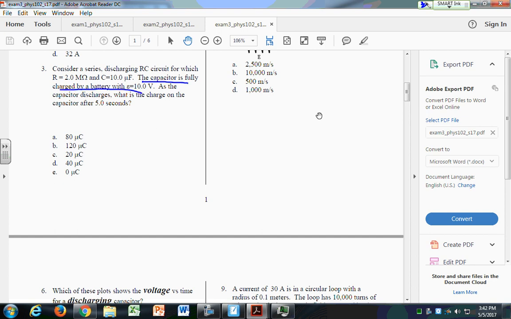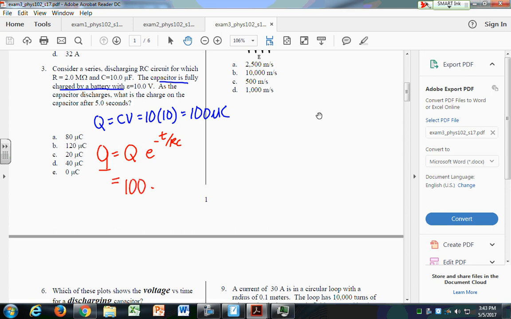It's fully charged by a battery with a voltage of 10 volts. That means I start out with a charge equal to C times V, which is 10 times 10, or 100 microcoulombs. E is just another word for my voltage. And I want to know what charge it is after 5 seconds. So to discharge, Q is equal to Q times e to the minus t over RC. That's for a discharging capacitor. It's labeled on your equation sheet. Just make sure you know how to use it. So that's 100 times e to the minus 5 over RC. That's 2 times 10, that's 20. I think that's 77. Is that right? Was it 80 the answer? Yeah, so 80 is the answer there.